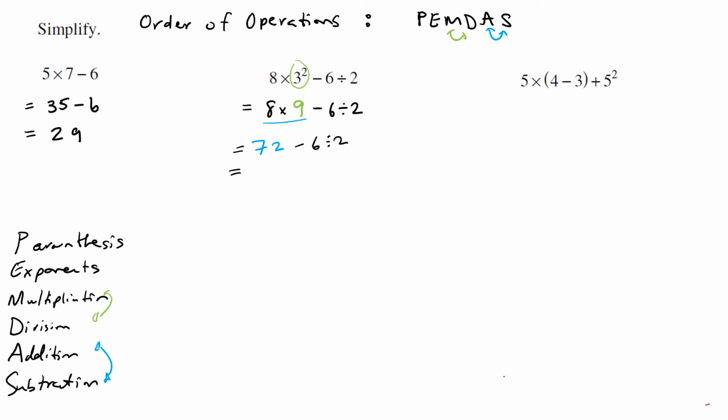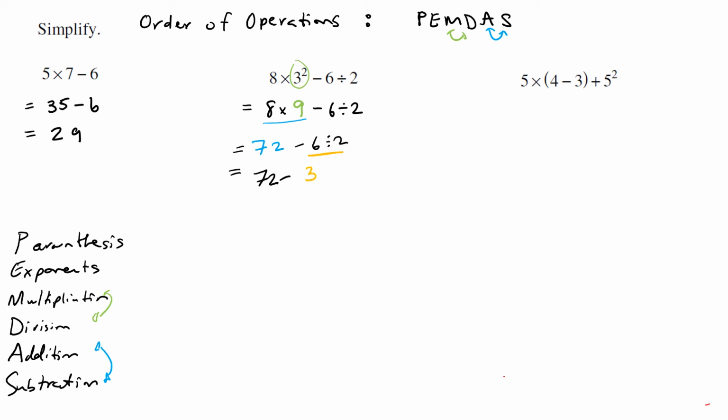All right, and then we get to play the game again. So parentheses and exponents, those are gone. Multiplication or division, yes. This time we've got division. So we're going to do the division, bring everything else down. So 72 minus 6 divided by 2 is going to give us 3.